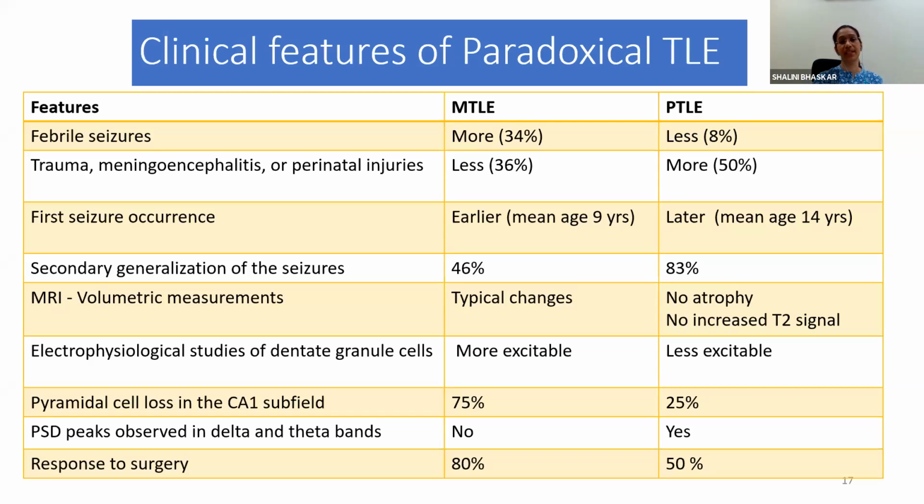Electrophysiological studies of the dentate granular cells showed more excitability in MTLE compared to PTLE patients. Pyramidal cell loss in the CA subfield showed 75% loss in MTLE compared to PTLE. The PSD peaks observed in the delta and theta bands were also more prominent in PTLE patients, and the response to surgery was better, about 80% success rate in MTLE as compared to the PTLE group.